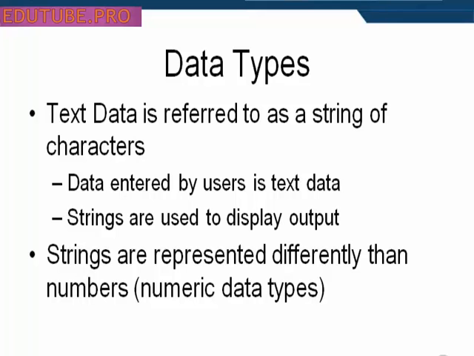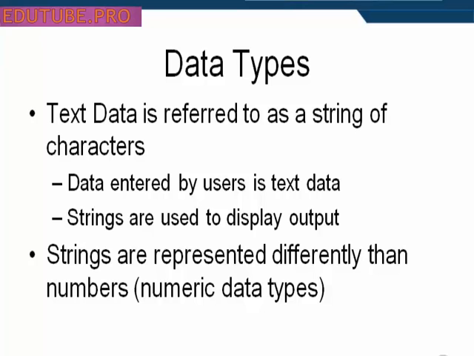Text data is referred to as a string of characters. If the user enters their name, for example, that is considered string data or text data. String is the data type that you would specify for a person's name. Strings are used to display output also. For example, the result of a calculation might be displayed as a string. Even though it is a number, if it's displayed with a $ sign and commas and decimal points to improve readability, then it would be considered a string.